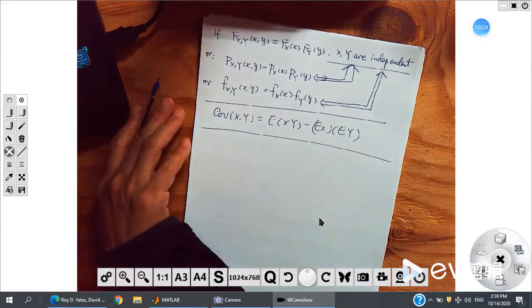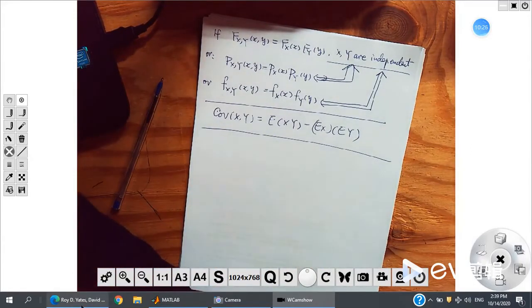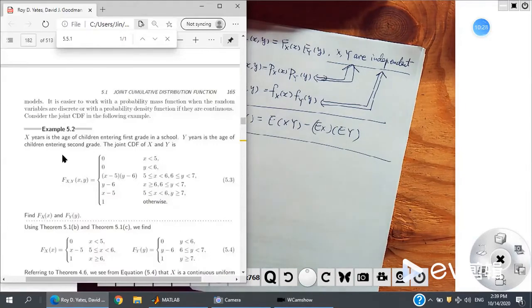CDF, here I have an example in the textbook. Example 5.2. We have X years is the age of children entering the first grade in a school, and Y years is the age of children entering second grade. They have a joint CDF here. So this is the CDF.